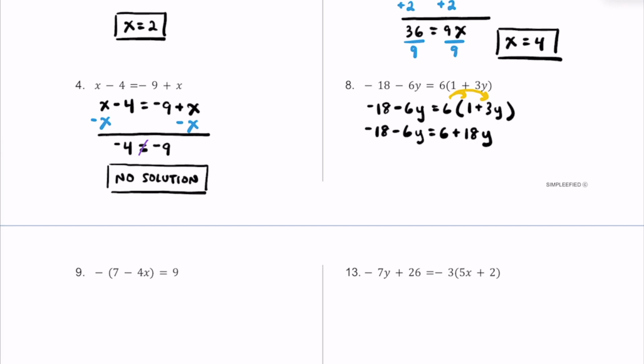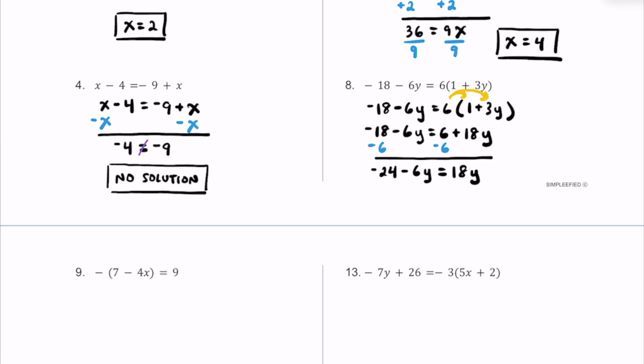All right, so in this one, I'm going to mix things up a little bit. I'm going to move the constants first. I'm going to move them to the left side. So I'm going to take away 6 and take away 6. Again, feel free to deal with the constants or the variables first. It's up to you. And when I do this, negative 18 minus 6 is negative 24. We have negative 24 minus 6y is equal to 18y.